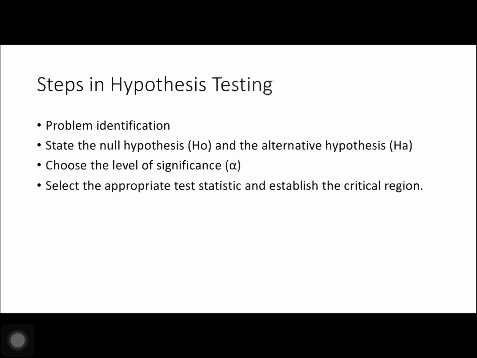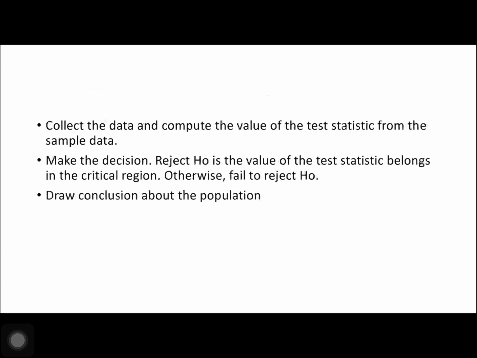So, these are the steps in hypothesis testing. First is to identify the problem. Second is to state the hypothesis. We have two: the null hypothesis and the alternative hypothesis. Choose the level of significance. Select the appropriate test statistic and establish the critical region. Collect the data and compute the value of the test statistic from the sample data. Then make the decision. Reject the null hypothesis if the value of the test statistic belongs in the critical region. Otherwise, fail to reject the null hypothesis.